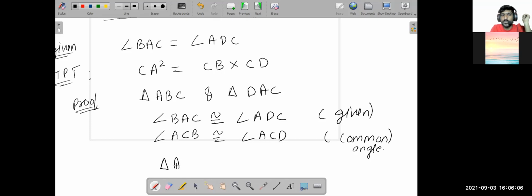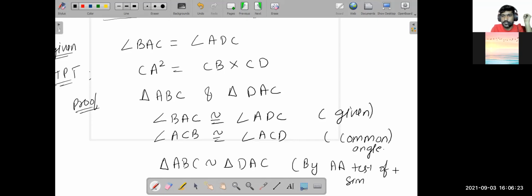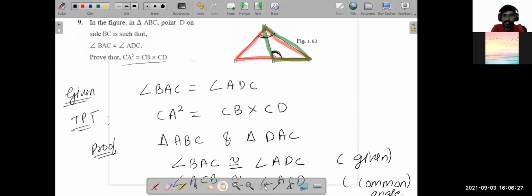So these two triangles will be similar to each other, by which test? We have proved two angles are equal, so these two triangles are similar by AA test of similarity. The sum is over. One last thing we have to prove: CA square is equal to CB into CD.